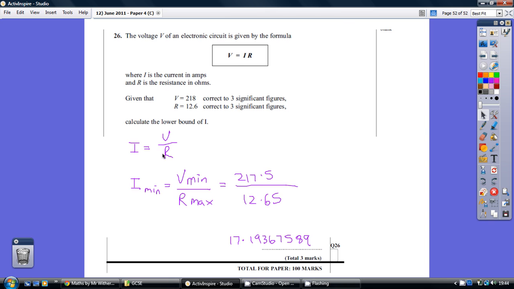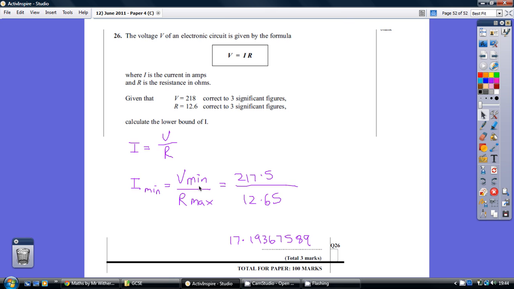over R. Now we're trying to calculate the lower bound of I, so we're making I as small as possible. We're trying to minimize it. Now where you're dividing something by another thing, to minimize I, you want the numerator V to be as small as possible and the denominator R to be as big as possible. So we're minimizing V, we're maximizing R.